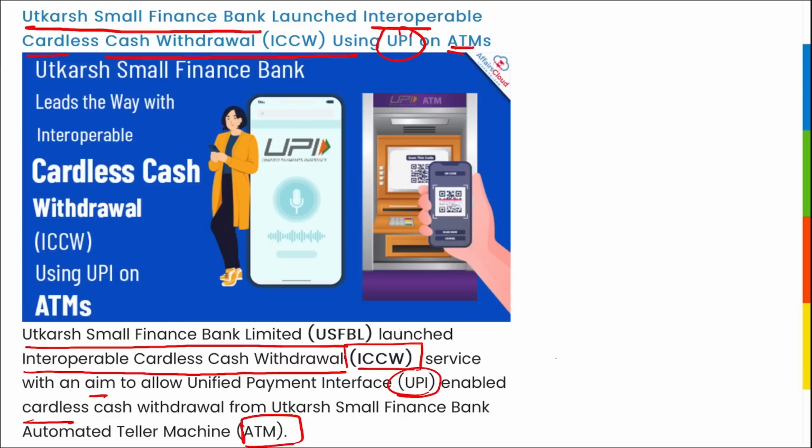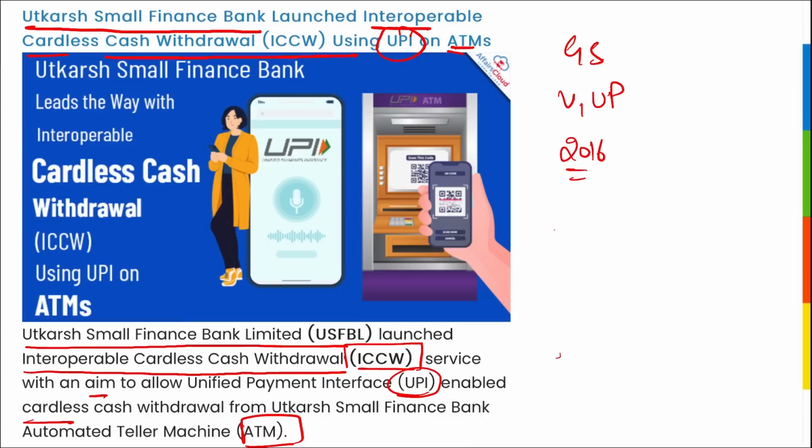Then if we talk about this Utkarsh Small Finance Bank, who is the managing director and chief executive officer? Govind Singh. Headquarters is in Varanasi, Uttar Pradesh, and it was established in 2016. Right here, the customers will be able to scan their code from the mobile itself and make the transaction easier.